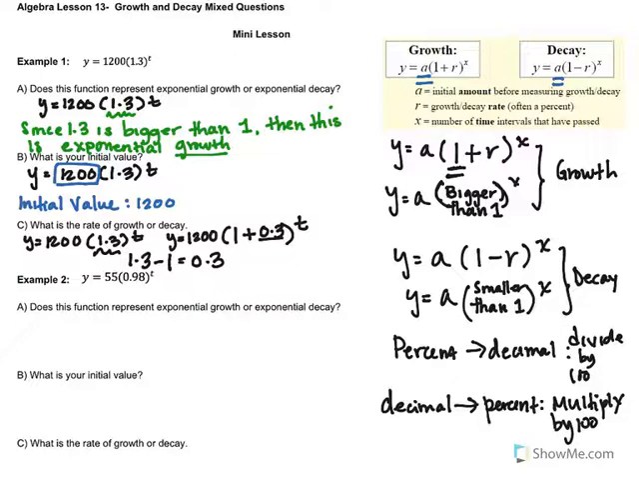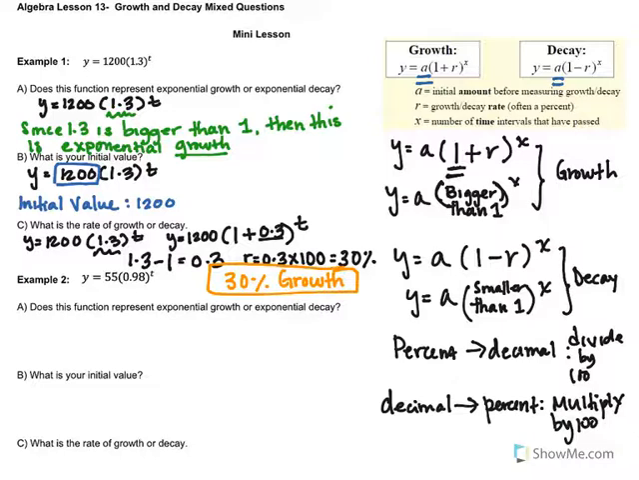So I already know that my r is 0.3, but I'm going to multiply that by 100, which gives me 30%. So here, I have a 30% growth. That's my answer for C. Again, all I had to do was subtract 1 from what's inside of the parentheses. Whatever decimal I get, I'm going to convert it to a percent by multiplying by 100, and that's going to give me the percent growth or the percent decay.